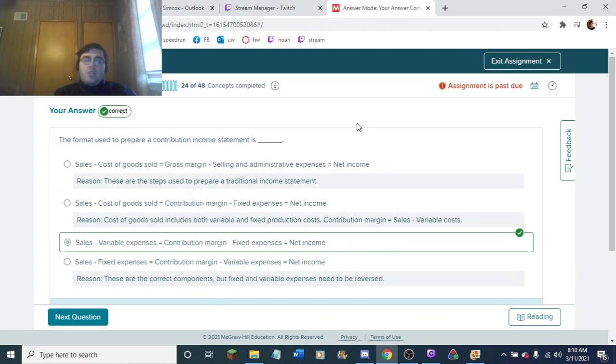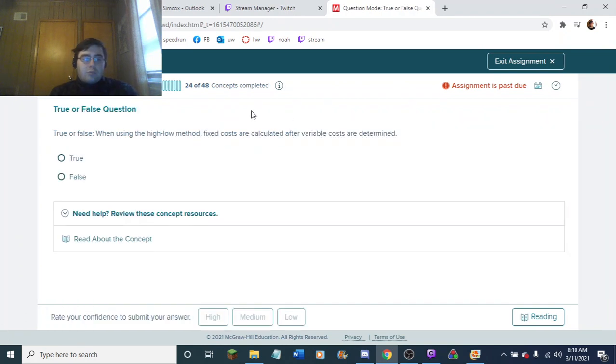So the contribution income statement is sales minus variable expenses equals the contribution margin, minus fixed expenses equals net income. Wait. So sales minus variable equals contribution. Contribution minus fixed is equal to... There you go. Okay. We're using high-low. Fixed costs are calculated.